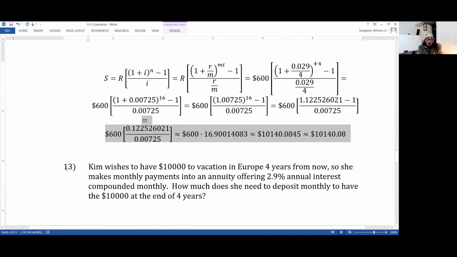So similarly, Kim wants to have $10,000 to vacation in Europe 4 years from now. She's going to make monthly payments for 4 years. In other words, 48 payments into an annuity offering 2.9% interest compounded monthly. So how much does she need to deposit monthly to have the 10,000 at the end of 4 years?